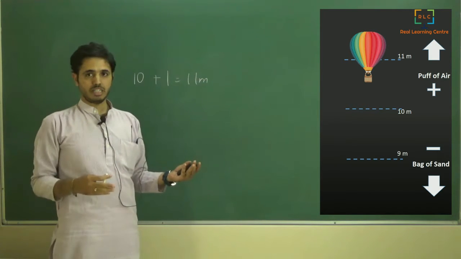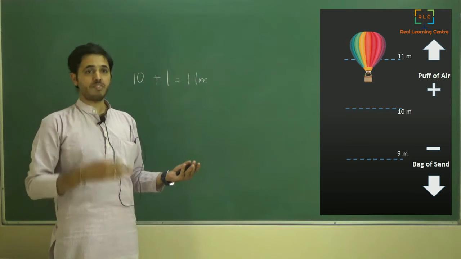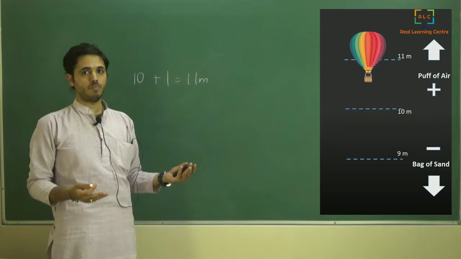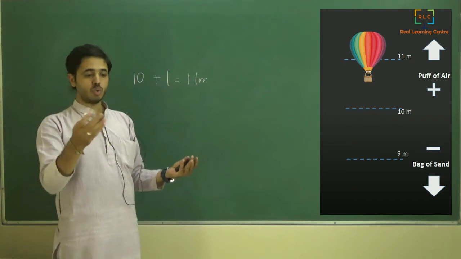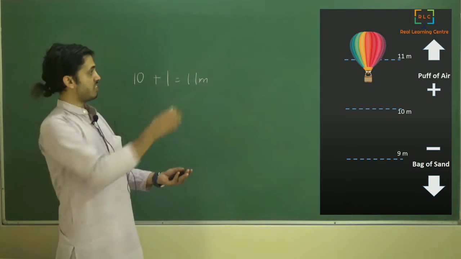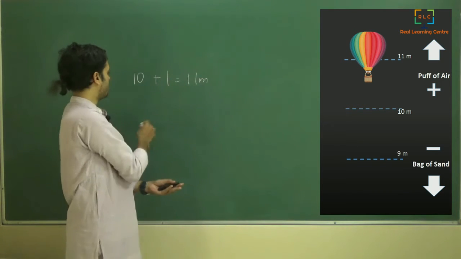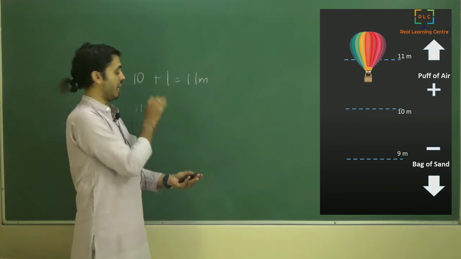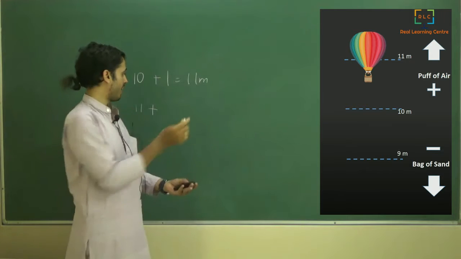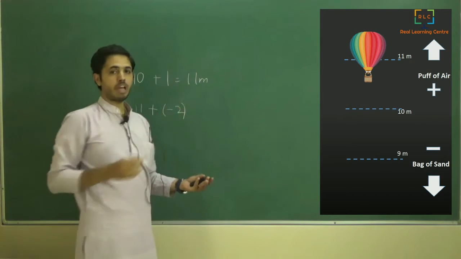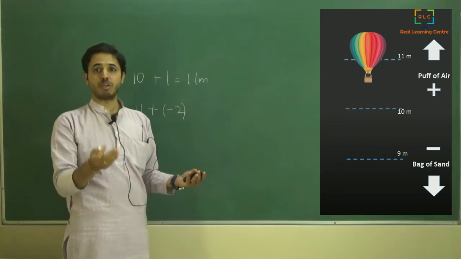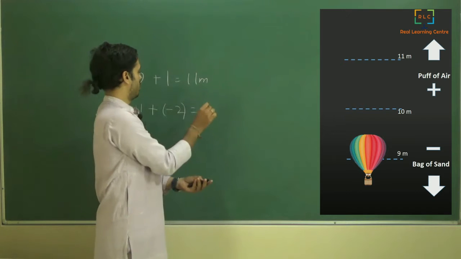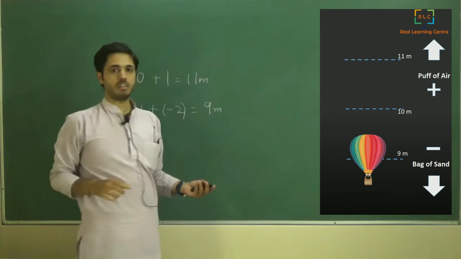Now what is going to happen if you add 2 sandbags? Any guess? Yeah, when you add 2 sandbags to the hot air balloon, which is currently located at 11 meters. Now if you add 2 sandbags, now sandbags stand for negative numbers. What's going to happen? Yes, it's going to come down by 2 units. So it's equivalent to 9 meters.